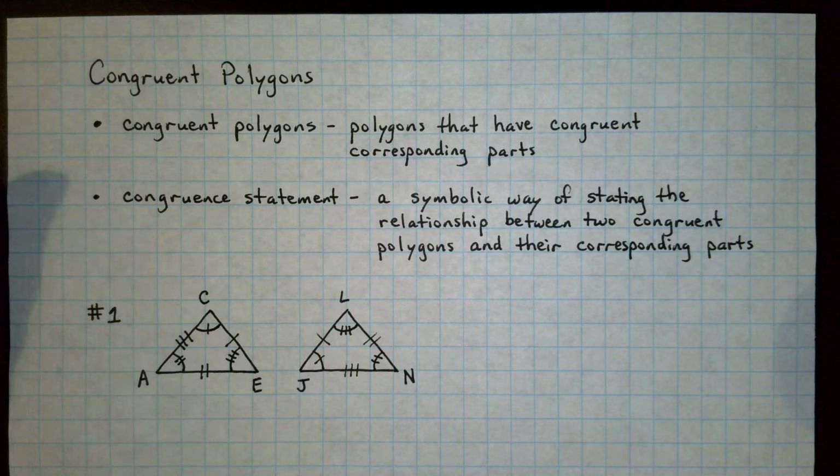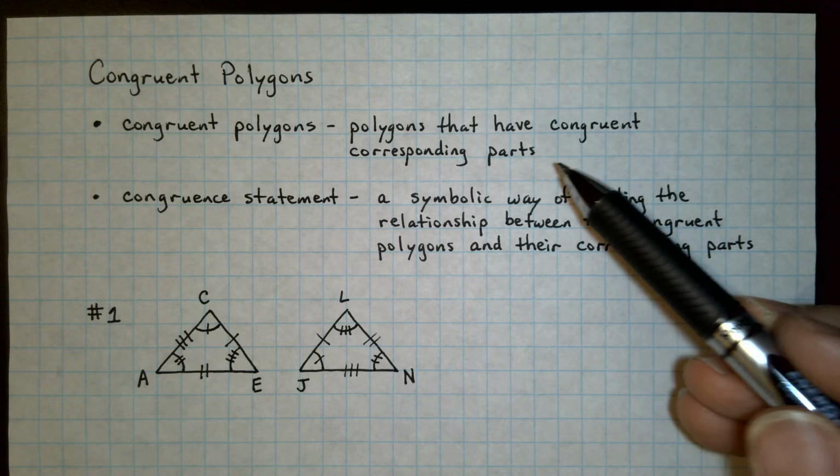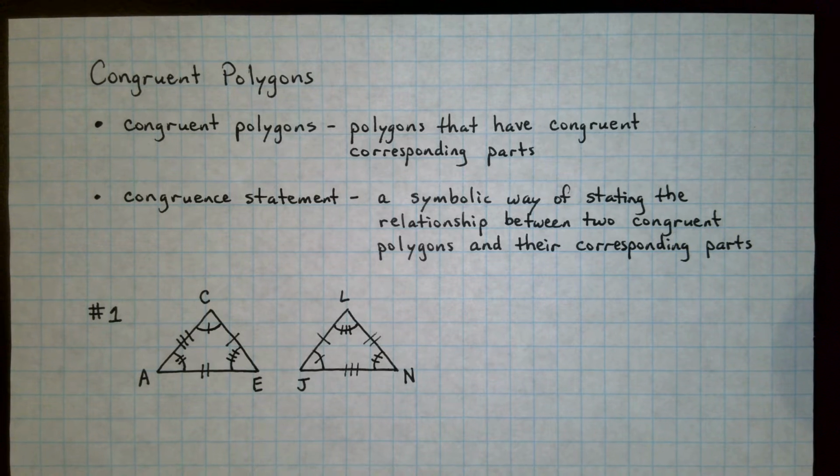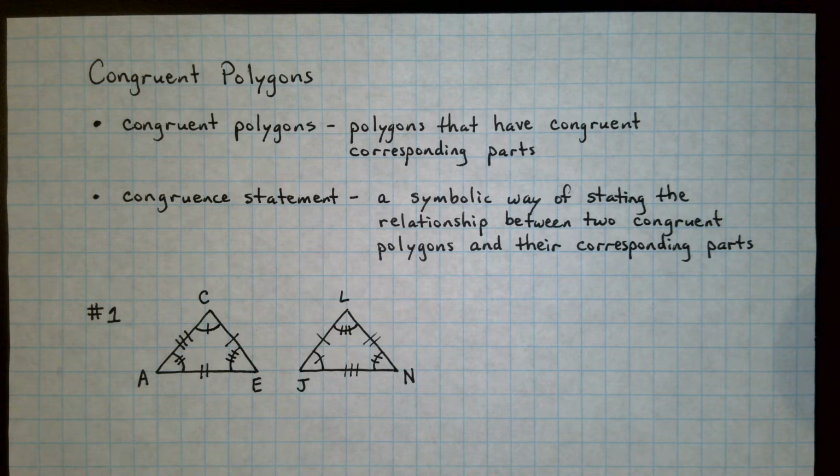Welcome back. Let's talk about congruent polygons. Congruent polygons are polygons that have congruent corresponding parts. Now, what this means is you can have more than just angles congruent or segments congruent, but you can have whole shapes that are congruent to one another. But that means that they're going to have parts that match up in size.